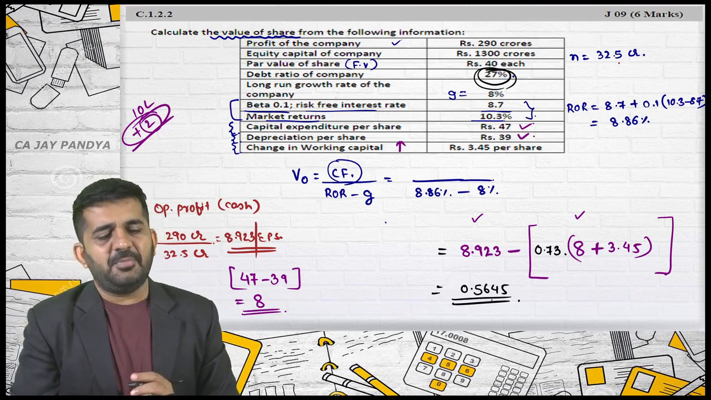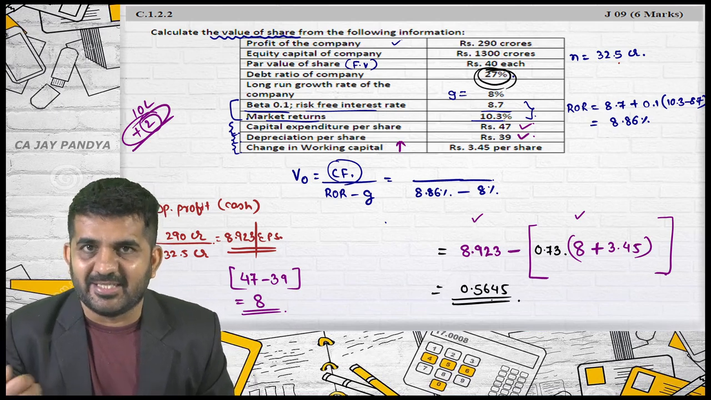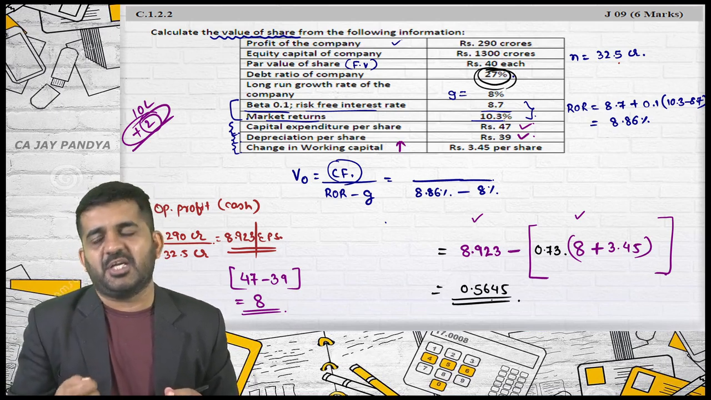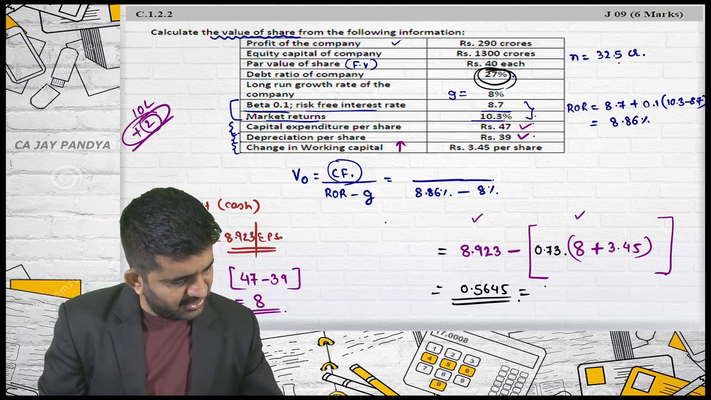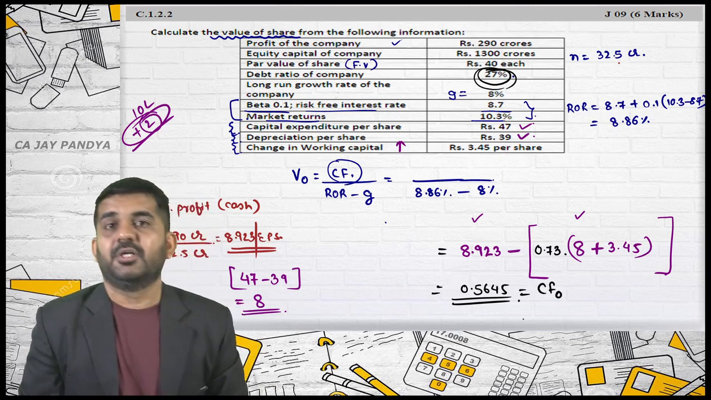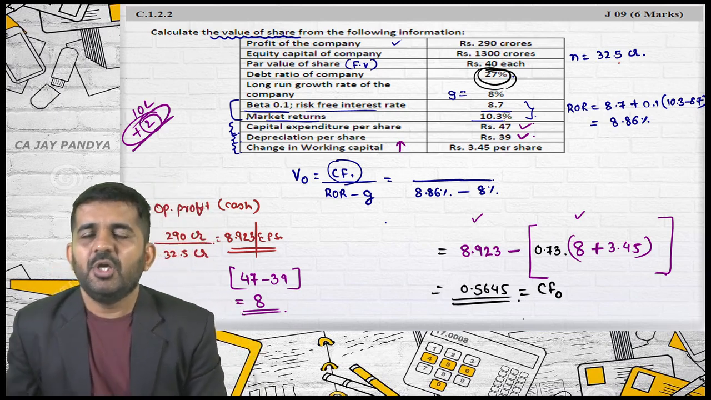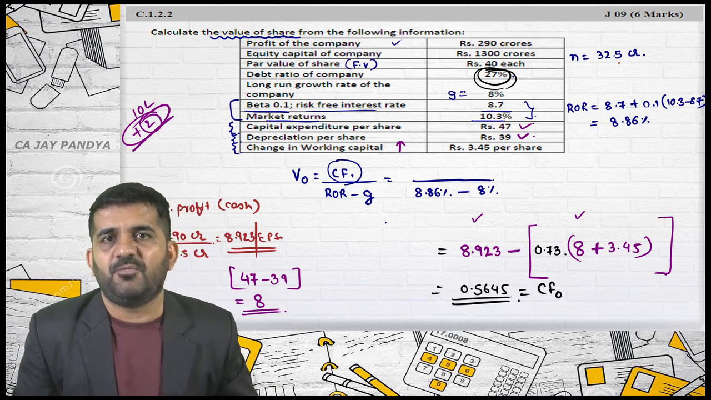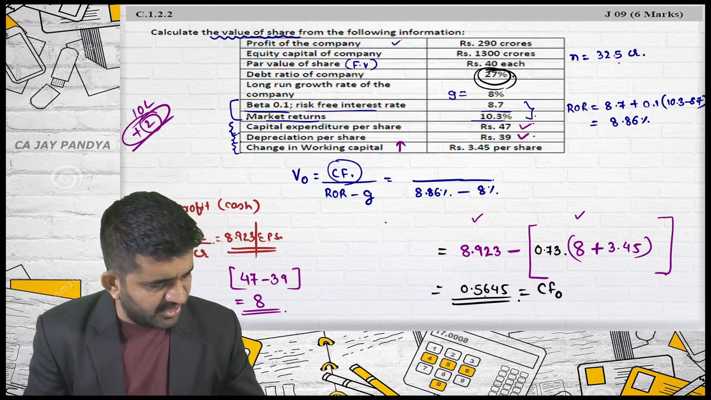Sir, can't it be considered as the cash flow of the first year? The answer is yes. You can consider it as the cash flow of the first year, or you can consider it as the cash flow of year 0. I am considering this as the cash flow of year 0, taking the same assumption as per the book. If you take this as C1, the cash flow of the first year, it does not make any difference. You get 100% of the marks. So this is the cash flow of year 0.